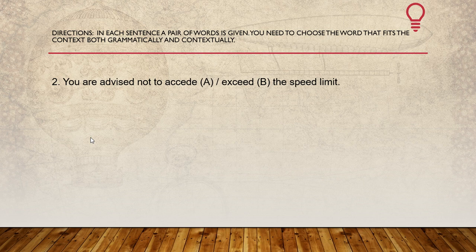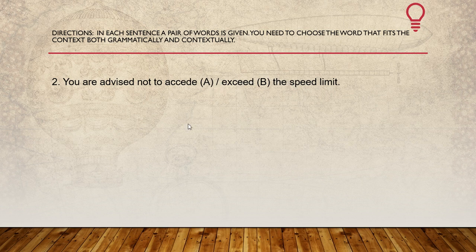So, can it be placed before the speed limit? No, it makes no sense at all. And exceed, well, you already know the meaning of exceed. Exceed means to be greater than what is required or a set limit. So you are advised not to exceed the speed limit. That is, you must not exceed the required speed limit. So B is our correct answer choice.